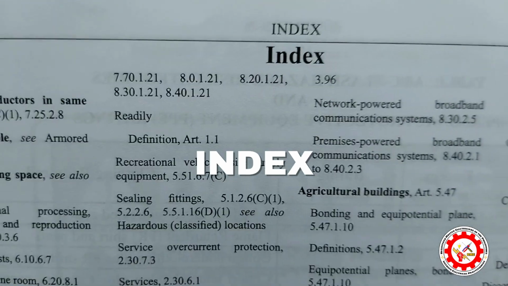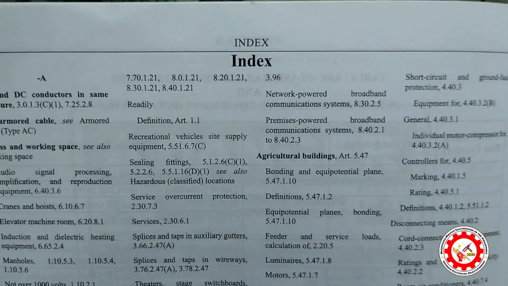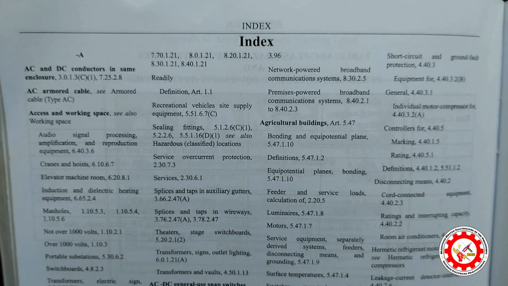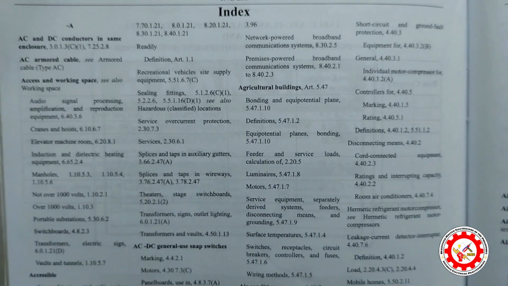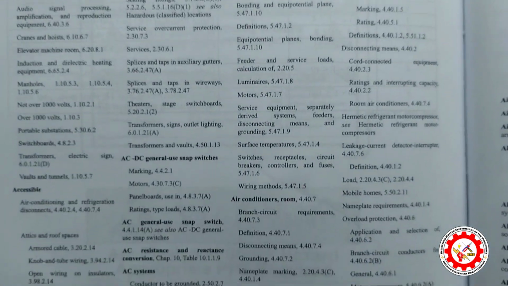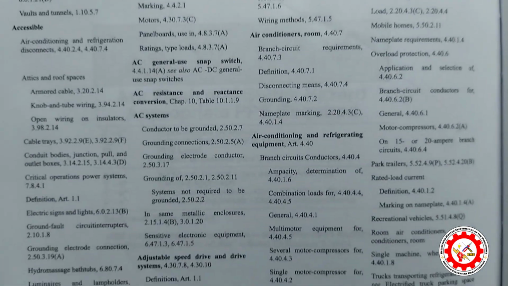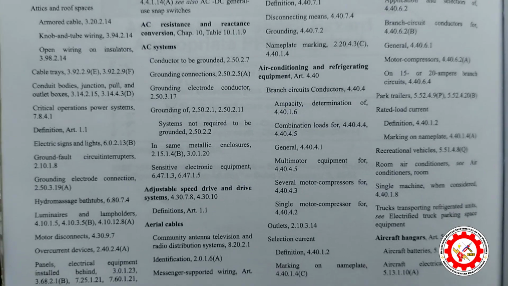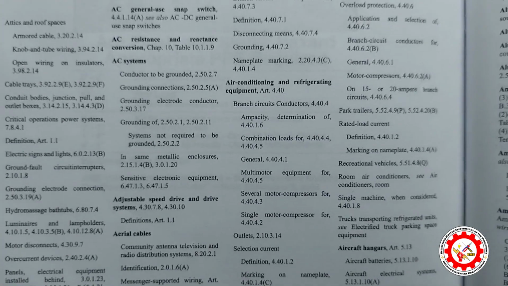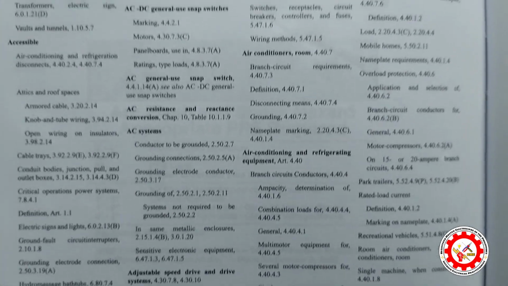Lastly is the index. The Philippine Electrical Code includes an index at the end of the code, which serves as a reference guide for locating specific information within the code. The index lists the key terms, topics, and sections covered in the code, along with the corresponding page numbers.